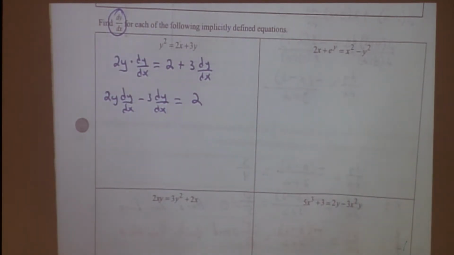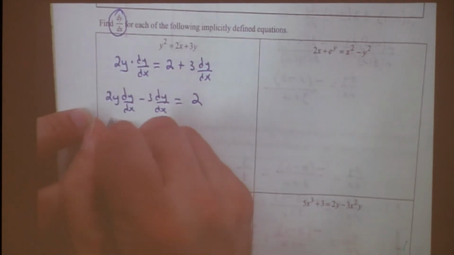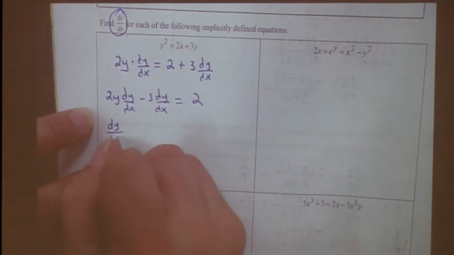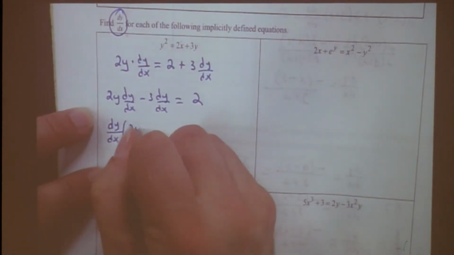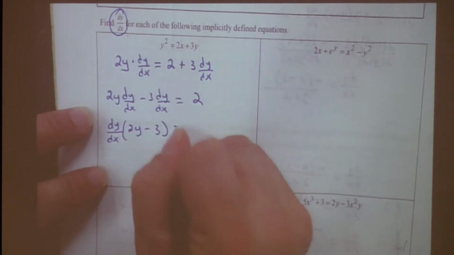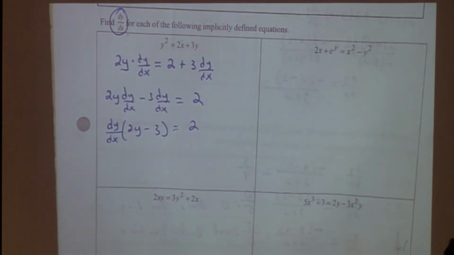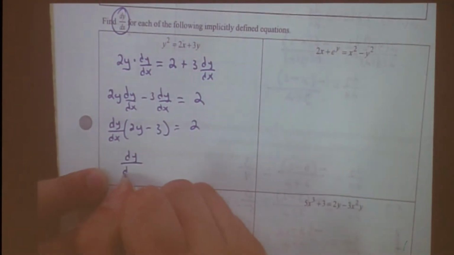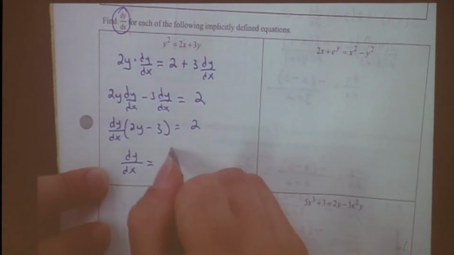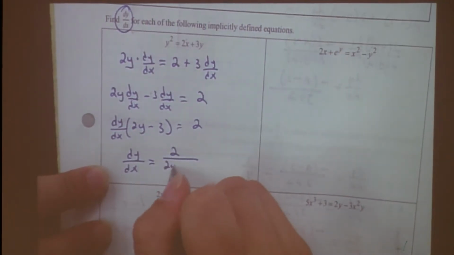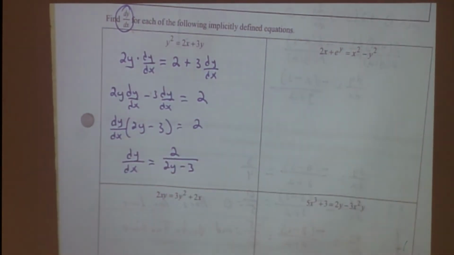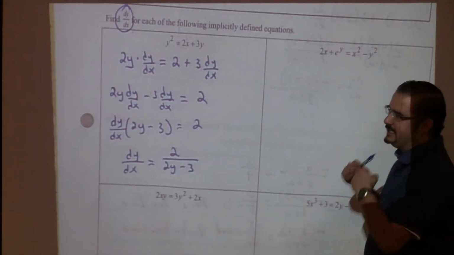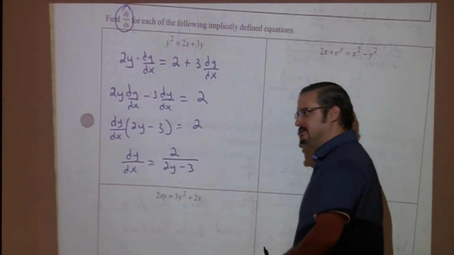What does it say? Factor out what they have in common, which should be a dy dx. 2y minus 3 should be left over. And the final step is to make it dy dx equals. What would I do? Divide by all that stuff that I don't want. So 2 divided by 2y minus 2. And we're done. Did we find the derivative? Yes, with respect to x.